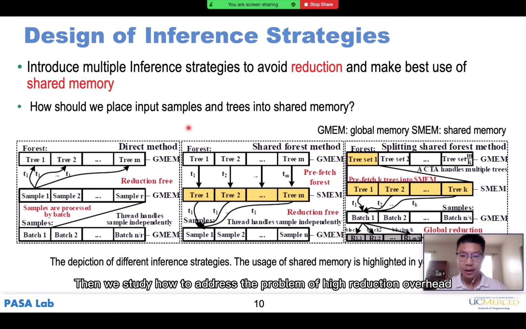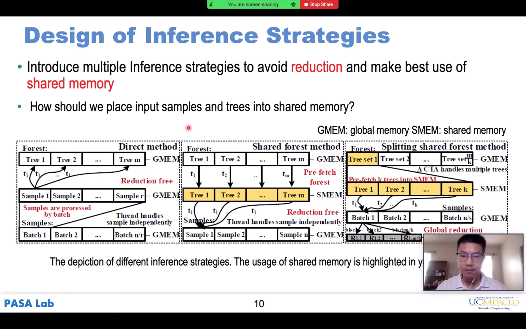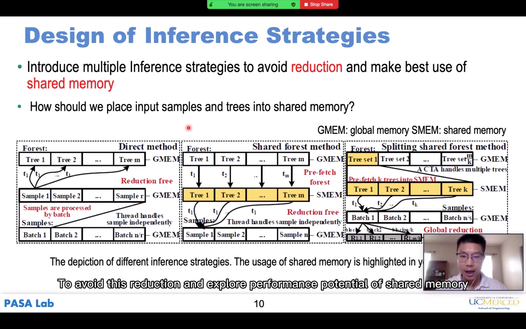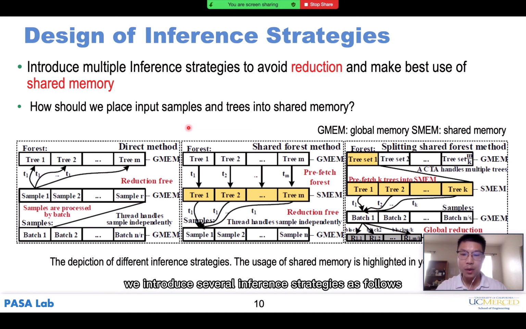Then we study how to address the problem of high reduction overhead. We also explore how to make the best use of shared memory for high performance. To avoid the reduction and explore the performance potential of shared memory, we introduce several inference strategies as follows. These strategies use the shared memory and the reduction mechanism differently.